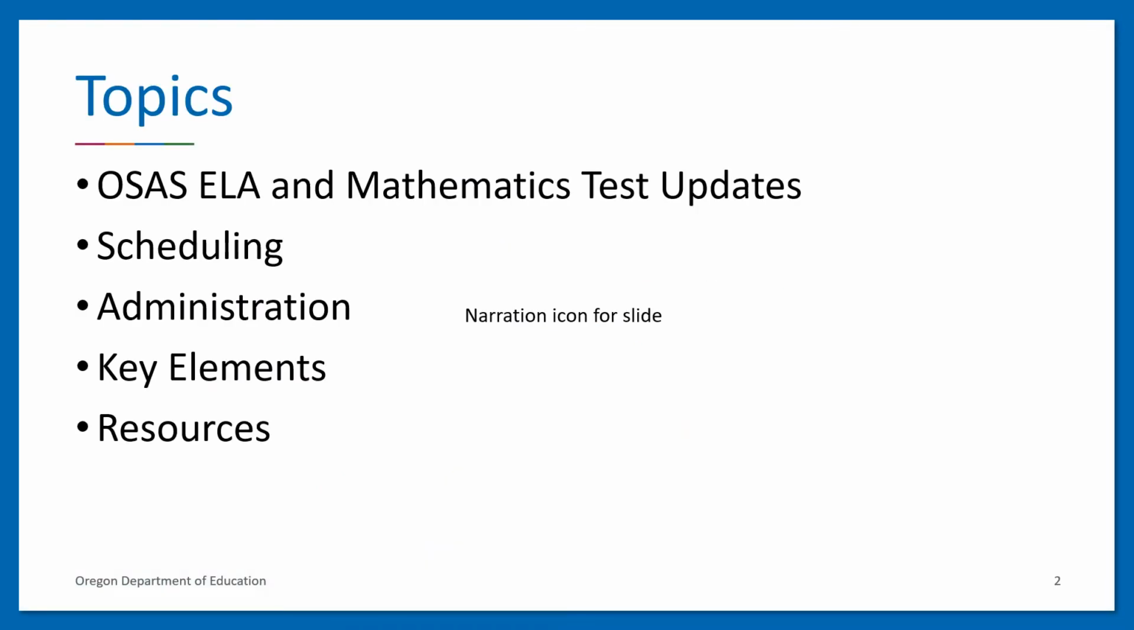The topics covered in this module include a brief update on Oregon's state tests in both ELA and Mathematics for the current school year, scheduling considerations, appropriate administration, key elements of each test, and available resources including features related to online testing. References to specific sections of Oregon's Test Administration Manual and the Oregon Accessibility Manual are included within slides where applicable. These resources are also hyperlinked at the end of this presentation.